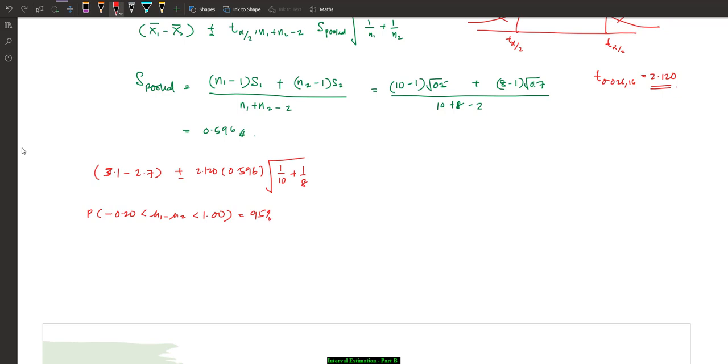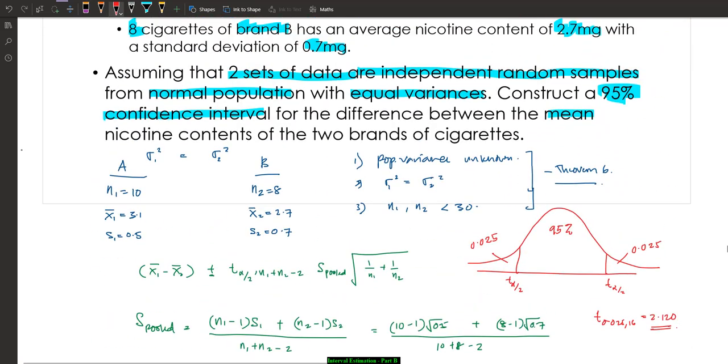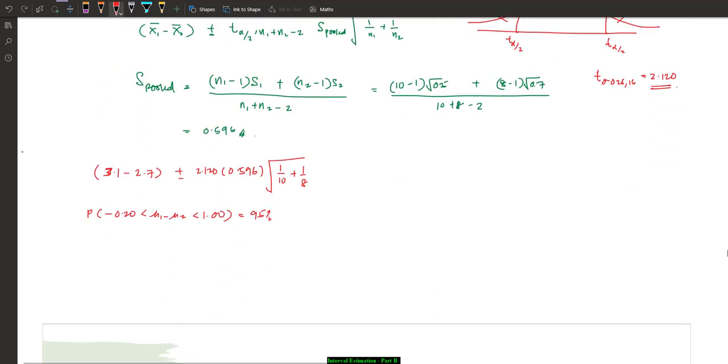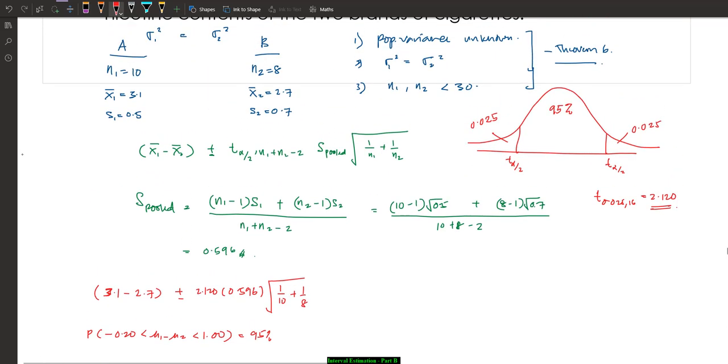So we can say that we have 95% confidence that the difference of the two population means of nicotine is between negative 0.2 and 1. So that's how we solve the problem.